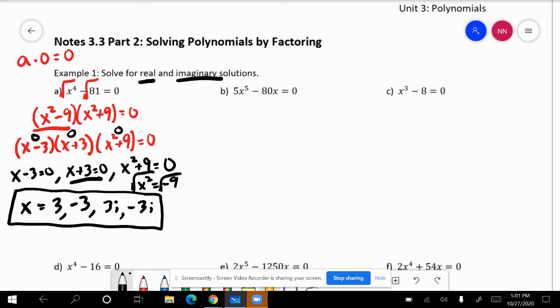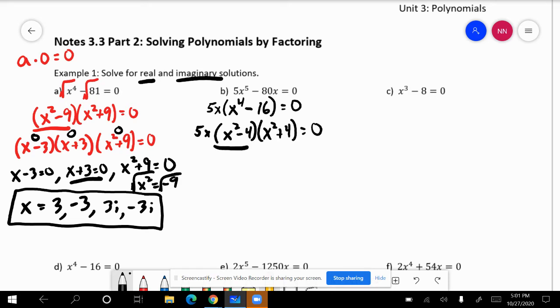Now, looking at letter B, we notice that they have a 5x in common. So we factor out a 5x. That gives us x to the 4th minus 16 equals 0. Well, we see a special factoring pattern. So we factor the x to the 4th minus 16, and that becomes x squared minus 4 and x squared plus 4. This continues to be factorable, so we factor the x squared minus 4 into x minus 2 and x plus 2. And the x squared plus 4 cannot factor, so we leave it.